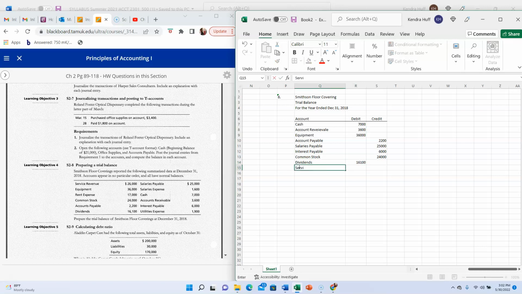And then my revenues. Service revenue. Back to the credit side. Not seeing other revenues. Then find my expenses. So rent expense. Back to the debit side. Salary expense. And utility expense.